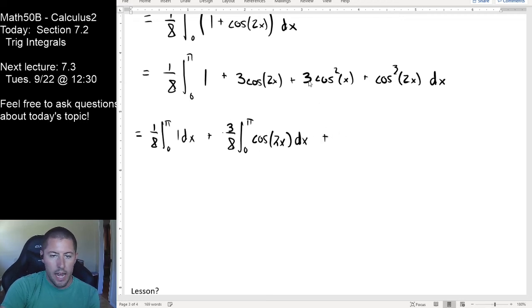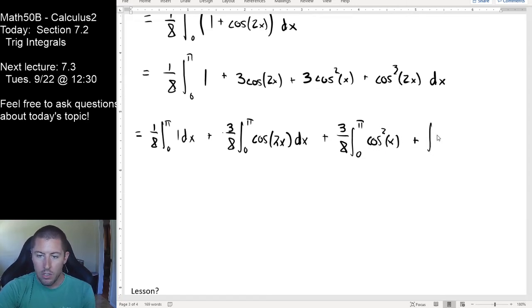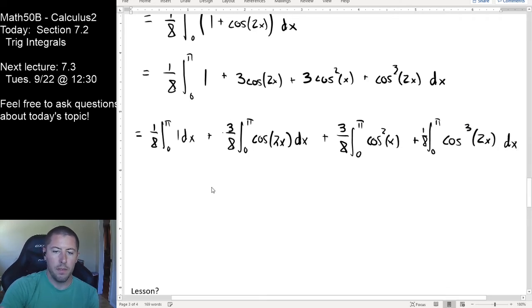For the next one, we're again going to get 3 copies of 1/8. The cosine squared of x, but I think I know how to do this because my half angle formula will reduce that for me. And then on the end, my cosine cubed, which we have only a 1/8 copy of from 0 to pi, I think I can handle this one because I have kind of set myself up for the parts for that before.